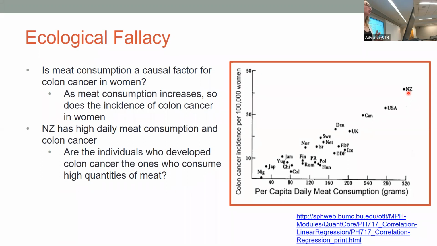We don't know. It could just be that on average, this country consumes a lot of meat. But there's also a chance that the women who developed colon cancer are all vegetarian. We don't know that, and that's sort of an issue with these kinds of studies. So the answer to both of these questions is not necessarily. We don't know if meat consumption is a causal factor for colon cancer, and the individuals who develop the colon cancer aren't necessarily the ones that are consuming all of this meat on average.